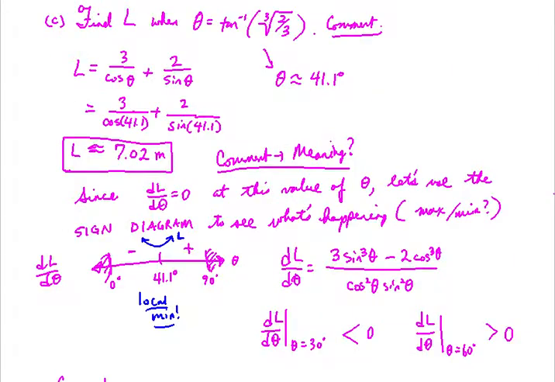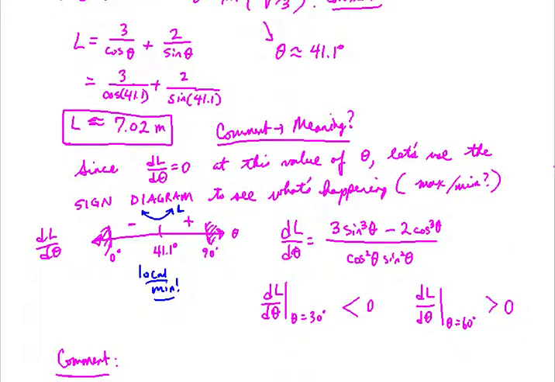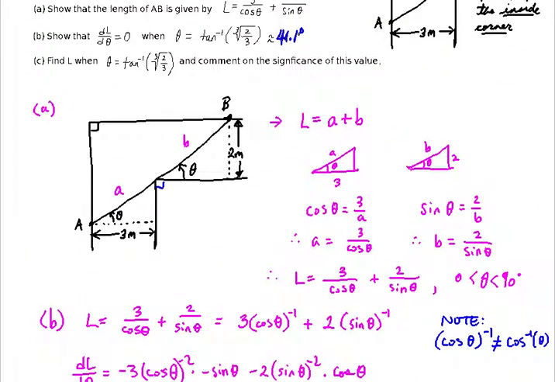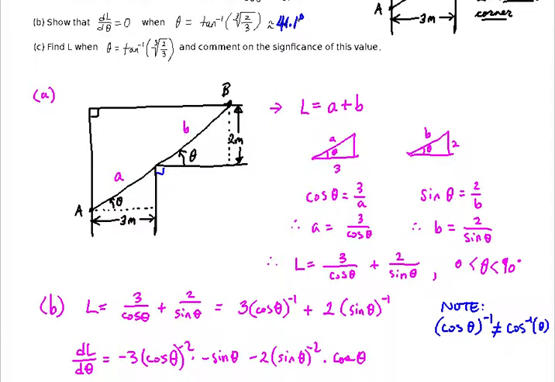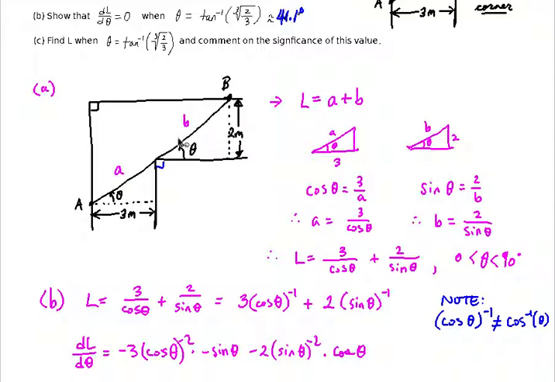So what does that tell me? That tells me that when my angle is 41.1, L is going to be the shortest length. This length is the shortest where it's constrained so that B and A must be touching the walls. If I make my angle any bigger, my L is going to increase. If I make it any smaller, my L is going to increase.